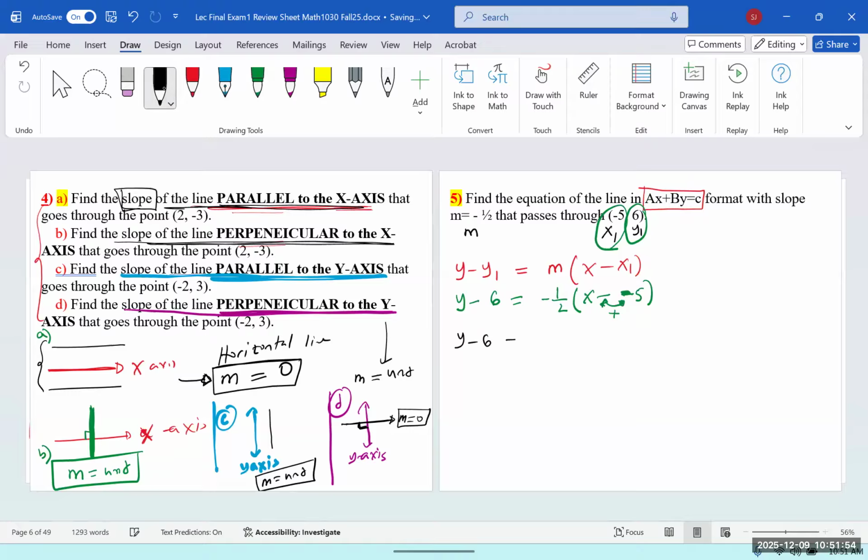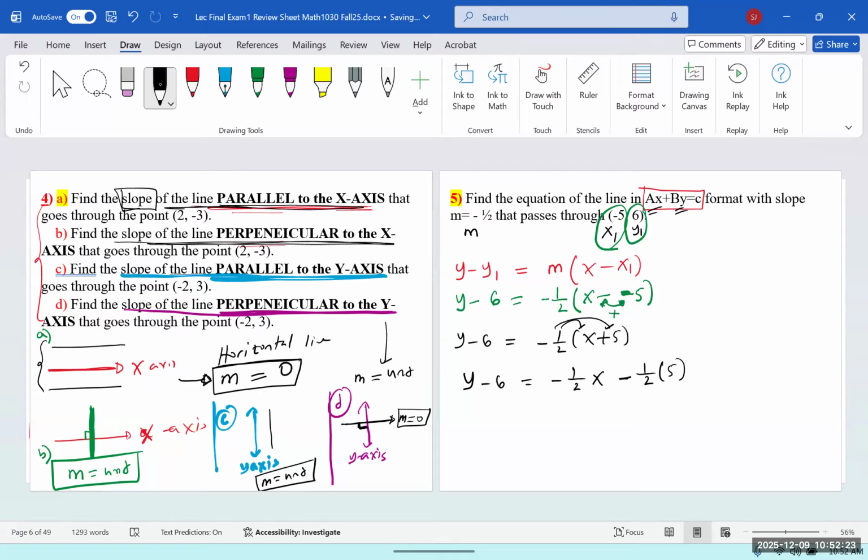So y minus 6 equals negative 1/2 of x plus 5. And since we need to bring x and y next to one another, that means you have to distribute. Just distribute first. So we have y minus 6 equals negative 1/2 x minus 1/2 of 5.